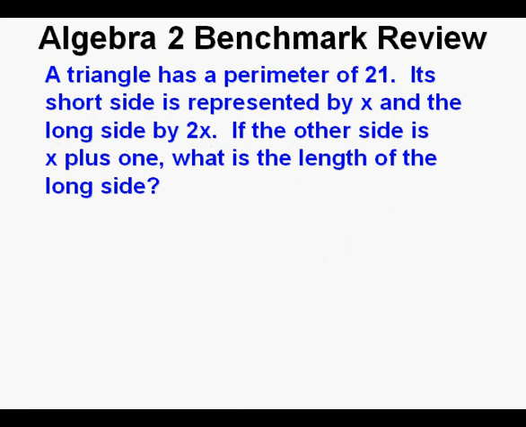I didn't see how many got this one right, but I saw some students struggle with it during the test, so I thought I would work it out as best I remember the problem. It had 4 multiple choice answers, one of which was the right answer. And this problem was a triangle has a perimeter of 21. Its short side is represented by x and the long side by 2x. If the other side is x plus 1, what is the length of the long side?